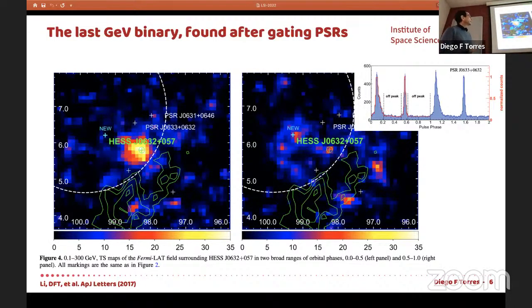The last GeV binary was found recently, in 2017, in 0632+057. This is a result of the gating of the pulsars in the vicinity. The problem in Fermi now is that there are so many pulsars that whenever you want to find the gamma ray emission from a particular system in a particular direction, you have to somehow turn off the pulsar by hand. So you have to characterize very well the pulsars in the vicinity and look at the source of your interest where the pulsar is not emitting.